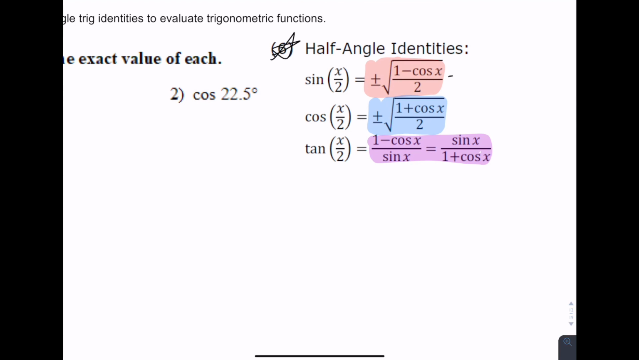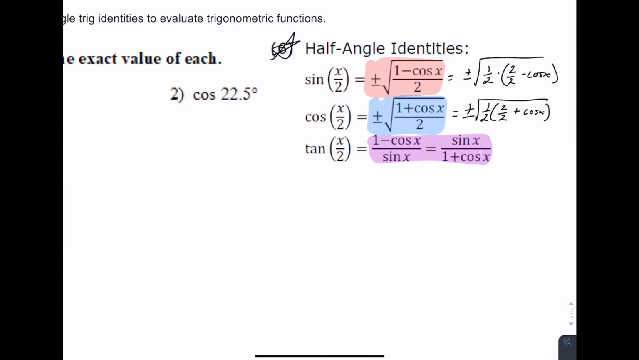Now I'm going to rewrite these formulas in a way that's easier to work with. So for example, you still need the plus minus, and I'll tell you why it's plus minus later. I'm going to simplify the inside to 1/2 times, and then in parentheses 2 over 2 minus cosine x. Okay, that's just simplifying the inside of the square root. And then you can do the same thing for the cosine. So equals plus minus the square root of 1/2 times 2 over 2 plus cosine x.